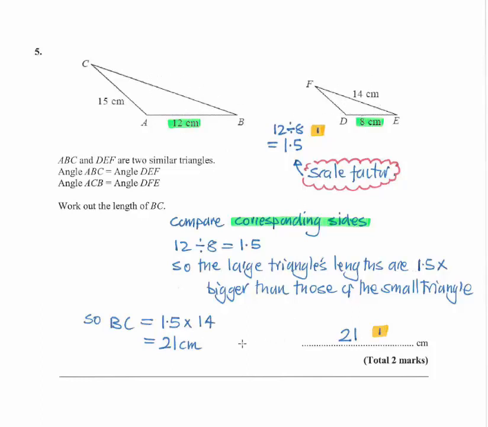So the side we need, which is BC, is going to be 1.5 times bigger than that. 1.5 lots of 14 is 21. So 2 marks for 21. If you didn't get that, 1 mark if you can see 1.5 on your work.